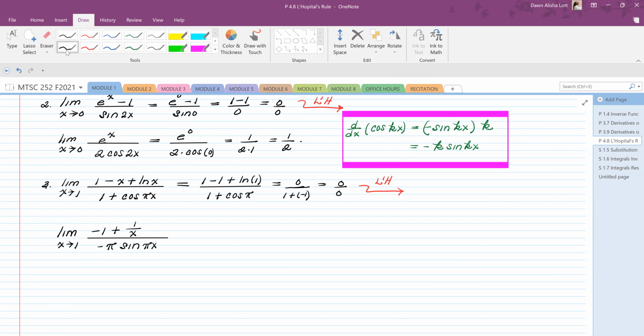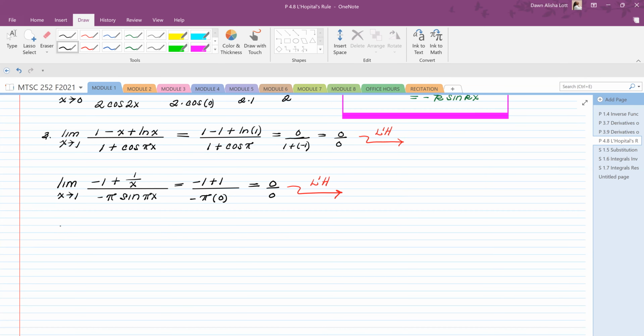All right, so now I'm going to evaluate it. When I put in 1, I get -1 plus 1, and then I divide, and I get negative pi times 0. So this gives me 0 over 0 again. Uh-oh. I have to invoke L'Hopital's rule a second time. I still haven't gotten where I need to be.